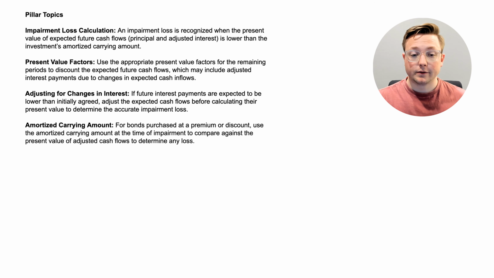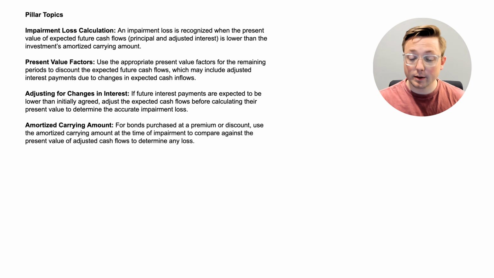Next, when it comes to adjusting for changes in interest, if future interest payments are expected to be lower than initially agreed, adjust the expected cash flows before calculating their present value to determine the accurate impairment loss. So you want to make sure you know what the future interest payments are going to be before you calculate the impairment loss.